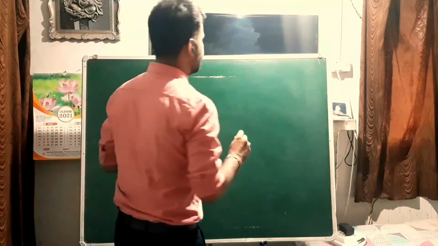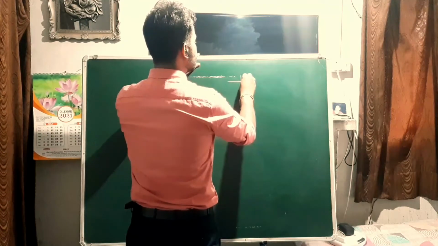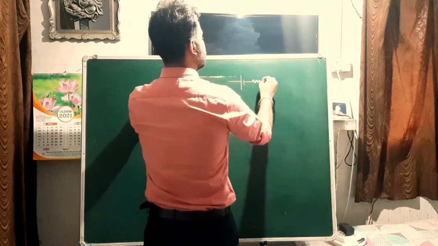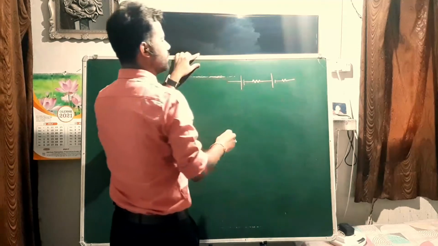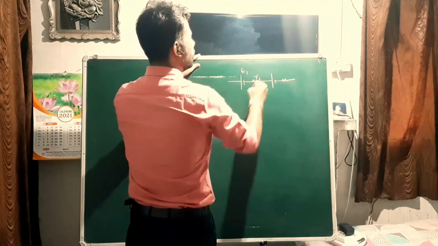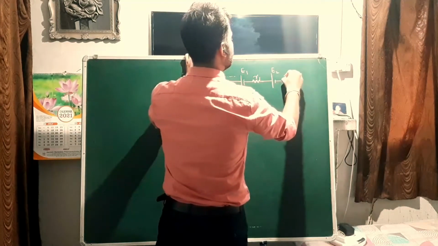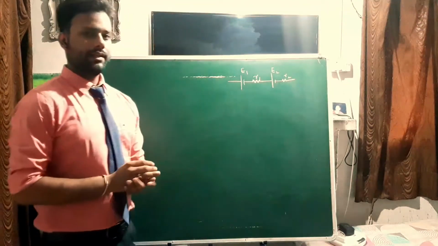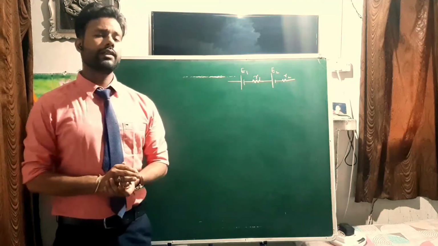I'm taking the series. We have two cells. First, this is the internal resistance, and this is the second one having internal resistance. This cell is E1, resistance R1, this is E2 and R2. Now these cells are connected in the same polarity.